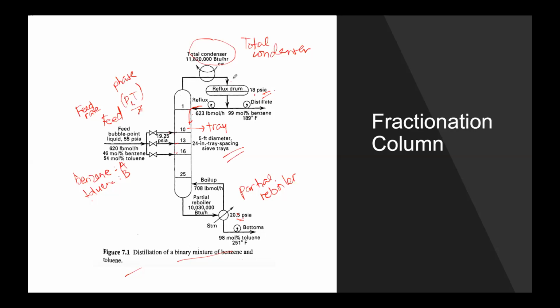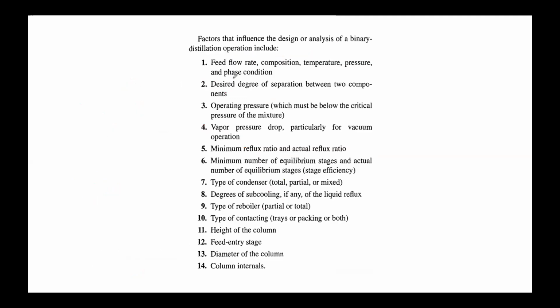You have to design, usually, up to the heat duty of the condenser and also the reboiler. Okay, so what factors influence the design or the analysis of a distillation operation? It includes the feed flow rate, composition, temperature, and, like I explained before, the degree of separation between the two components. Do you want very high purity, 99.99%, let's say, or is only 95% fine? It's going to influence the design of the tray, or how many trays are required.